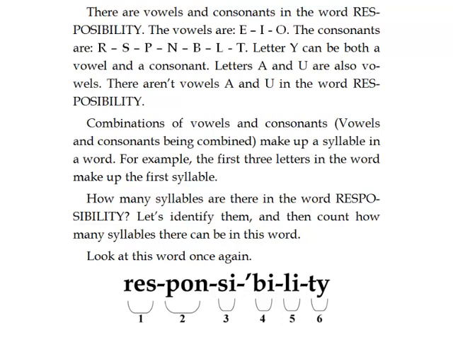For example, the first three letters in the word make up the first syllable. The first three letters R-E-S, res. Res is one syllable. Why? Because R is a consonant, S is a consonant, with a vowel between R and S. And we get one syllable, res.